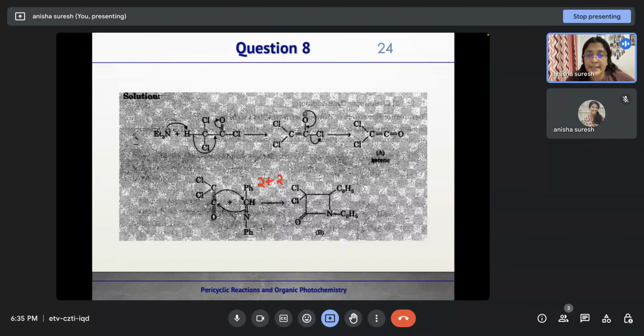This bond will react here and this will react here leading to formation of this amide. Is this clear? So the first important thing is we should understand the formation of the ketene, and once we are having the ketene in hand, it will undergo a thermal 2 plus 2 cycloaddition reaction resulting in the formation of this four-membered lactam, beta lactam.